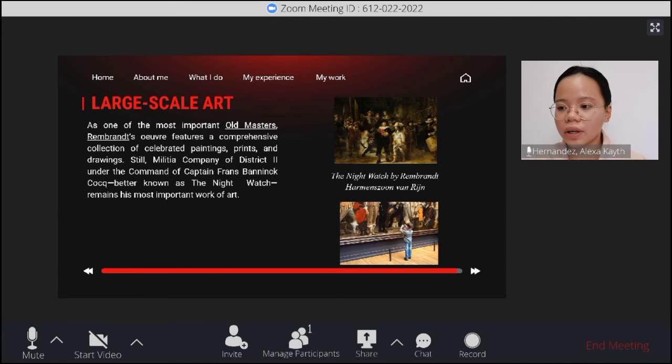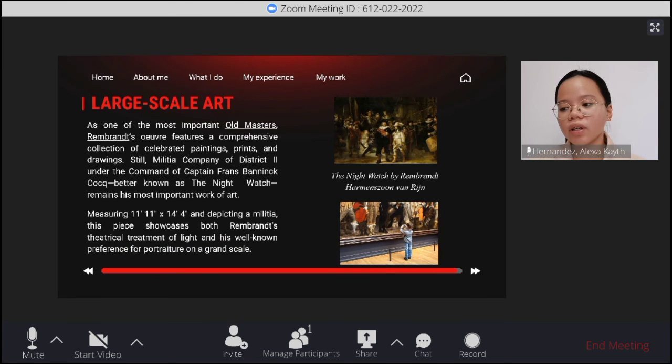Rembrandt's output includes a comprehensive collection of notable paintings, prints, and sketches, but his most important piece of art is the militia company of the district under the command of Captain Frans Banninck Cocq, better known as the Night Watch. This painting, which measures 11 feet 11 inches by 14 feet 4 inches and depicts a militia, exemplifies Rembrandt's theatrical manipulation of light as well as his well-known penchant for large-scale portraiture.